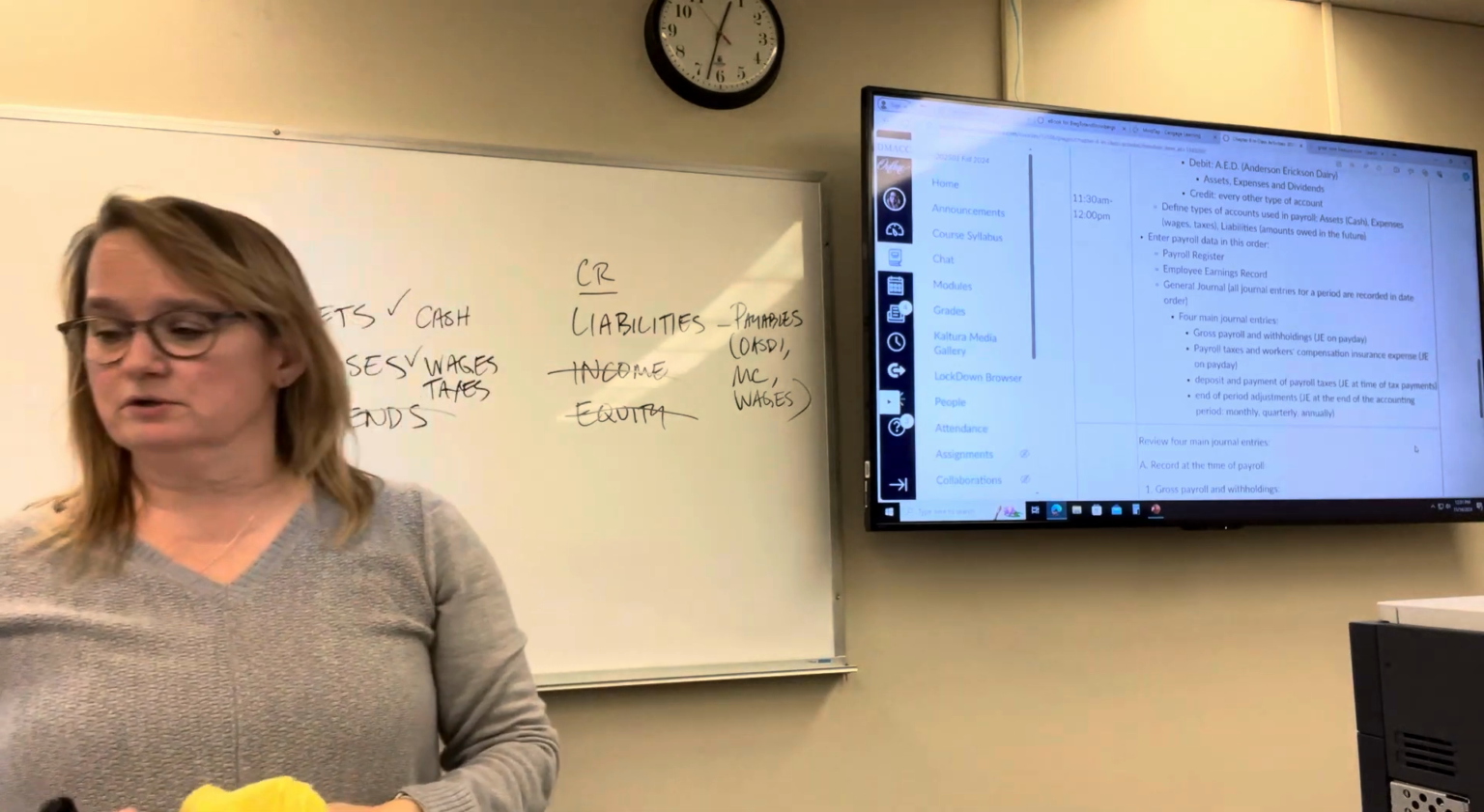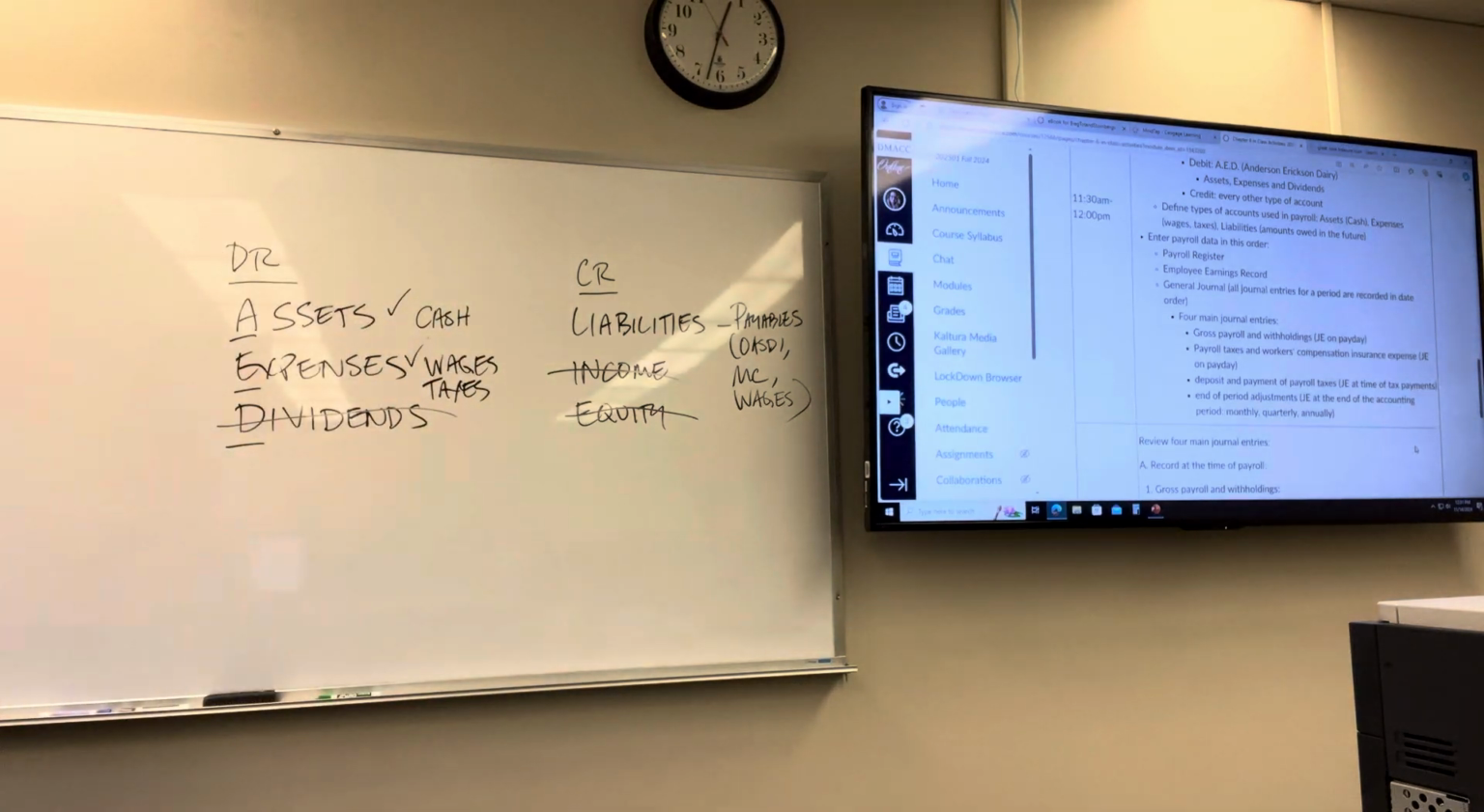What is the general journal? So this is just a listing of all the journal entries for a particular period in time, and they're recorded in date order. So starting with the first day of the month down to the 31st day of the month, we've got a general journal for this particular month, right?